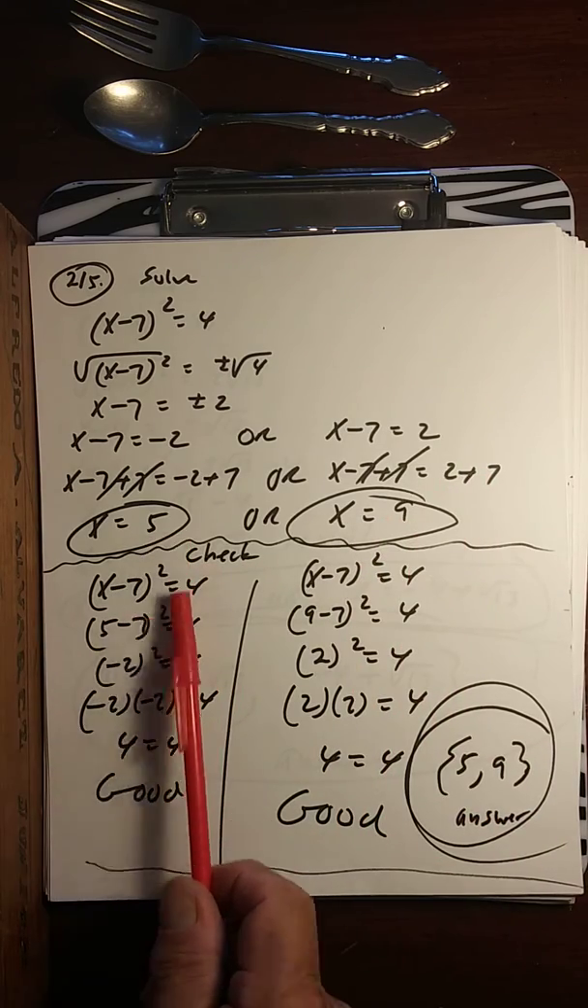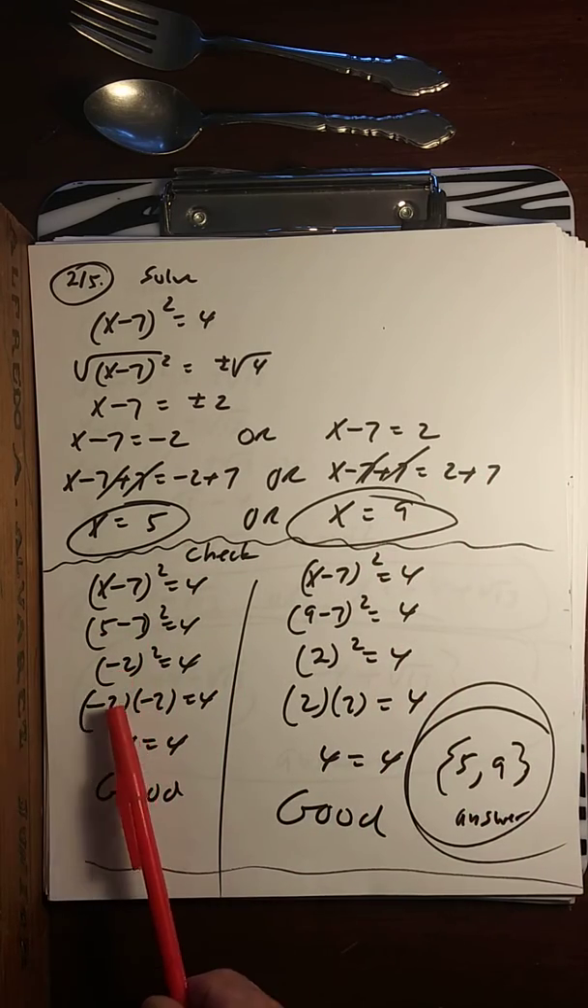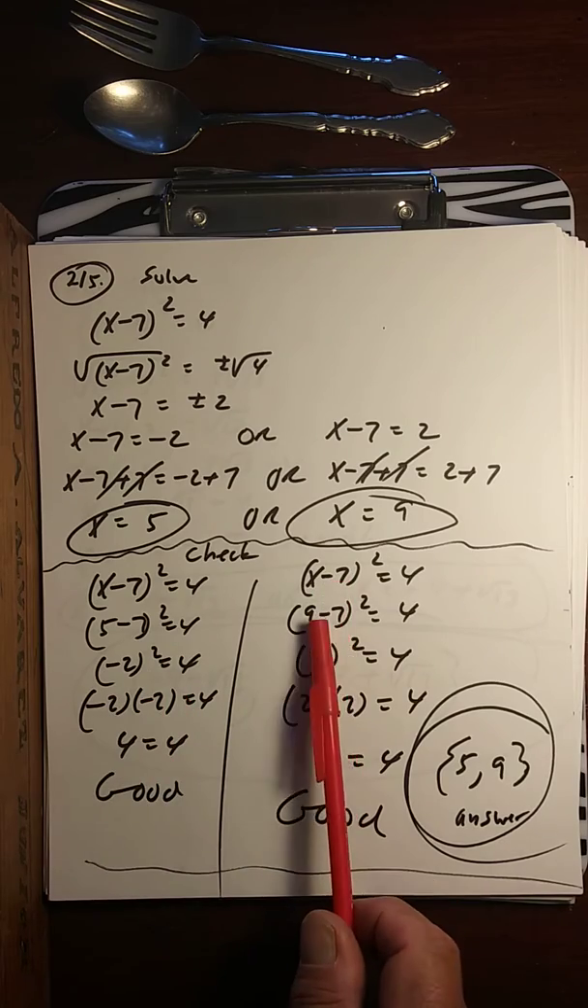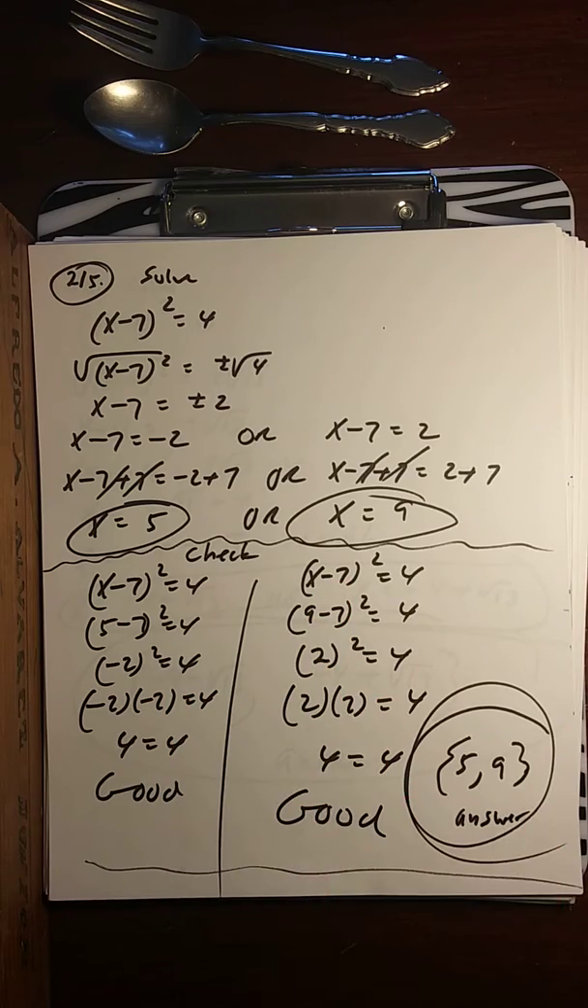Check it. Does it work? 5 minus 7, that's going to be negative 2. Negative 2 squared is 4. Yes. This one, 9 minus 7 is 2. 2 times 2 is 4. Yes, that works also.